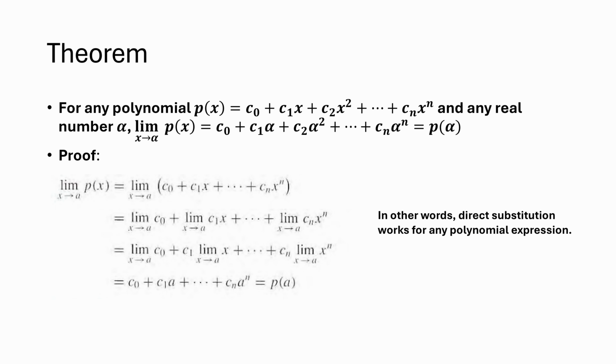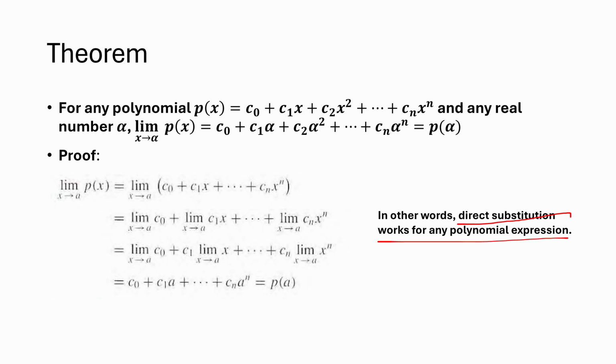So, theorem. For any polynomial, p of x equals c0 plus c1x plus c2x squared plus ... plus cnx to the n, and any real number alpha, the limit as x goes to alpha of p of x equals c0 plus c1 alpha plus c2 alpha squared plus ... plus cn alpha to the nth power, which equals p of alpha. Basically, we want to prove to you that direct substitution works for any polynomial expression.